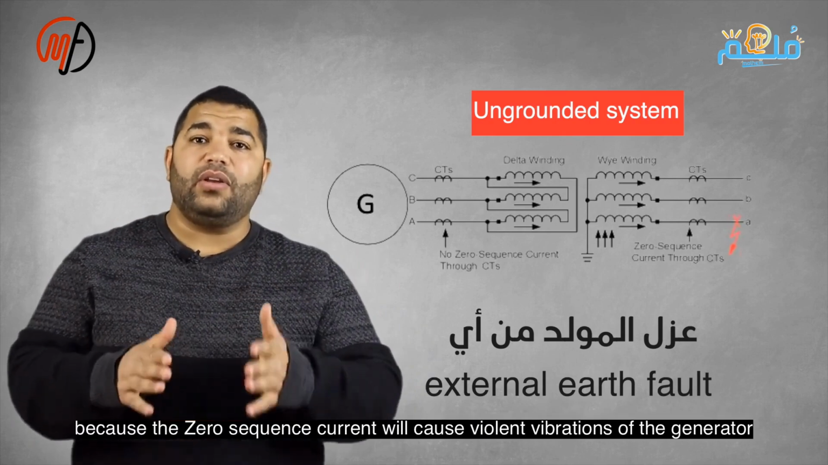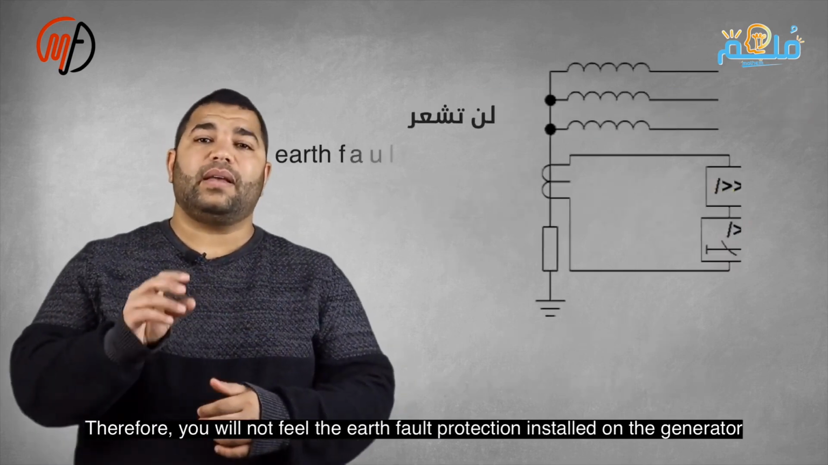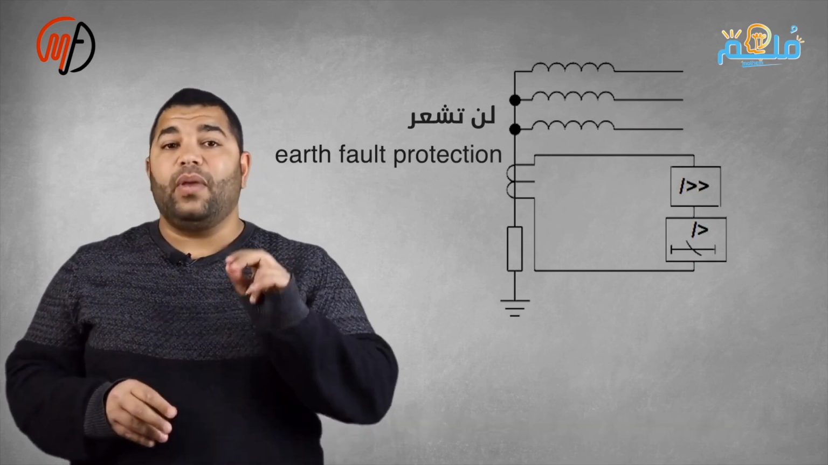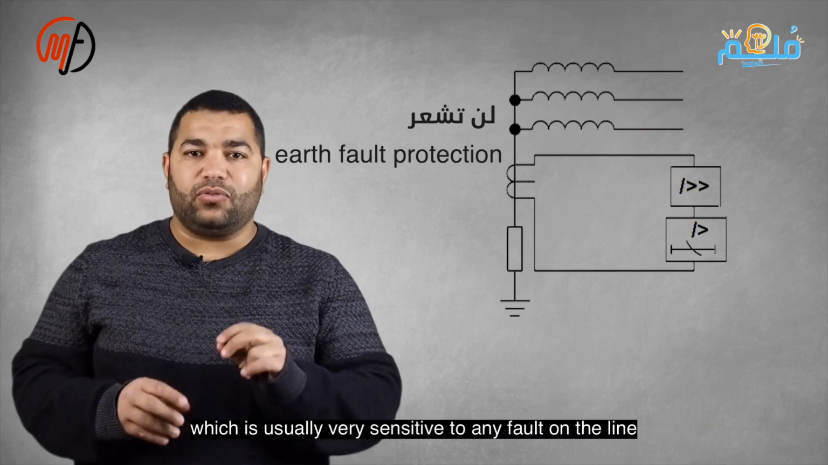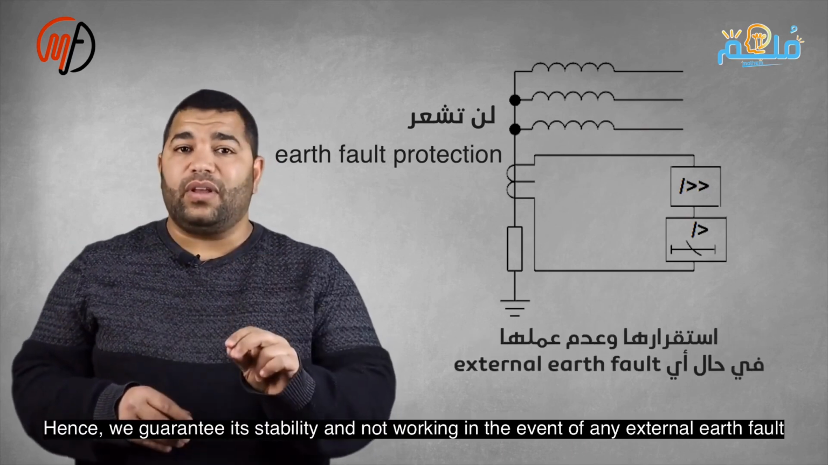If a ground fault occurs on the star side, the zero sequence won't transfer to the delta side as it rotates within the delta. Similarly, the third harmonic current and its multiples, which cause generator overheating and overvoltage, also rotate inside the delta. We ensure stability and prevent operation during an external fault.